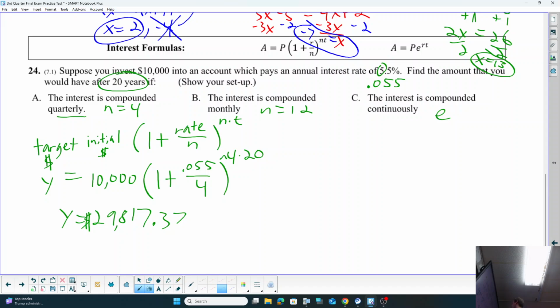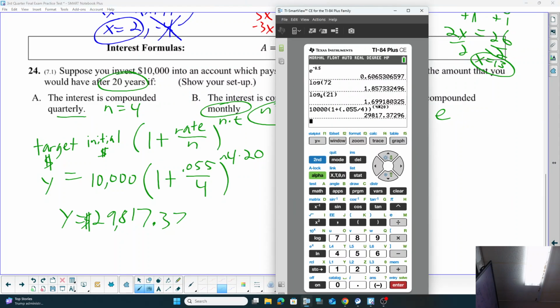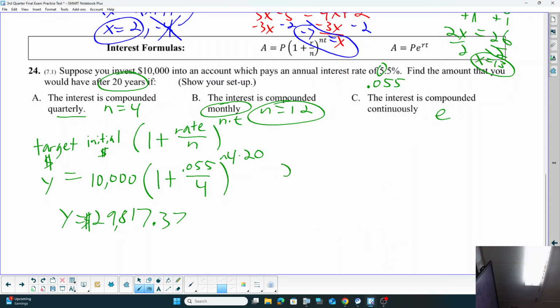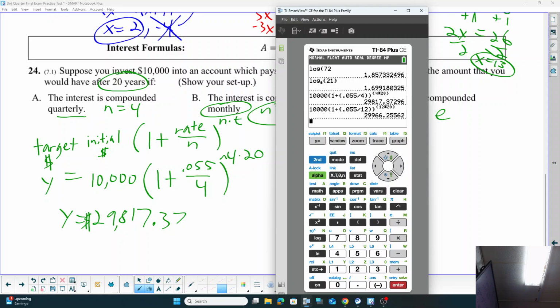And then we want to change it to monthly where n equals 12. And so you can just go in your calculator, second enter, and now we can change our compounding to 12. Second insert, 12. And we'll delete the 4. Don't forget to do it over here too. Second insert, 12. And now we get 29,966.26.